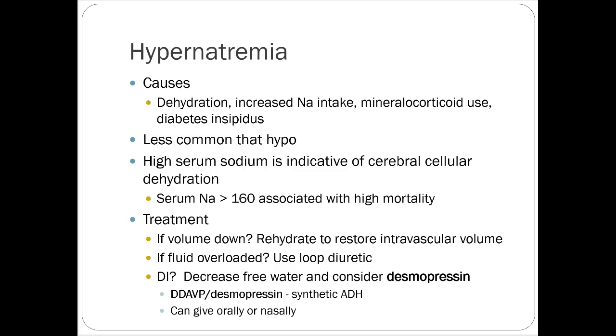They're going to be really similar, actually, to what you'd see with a hyponatremic patient. So if they're volume down and they're hypernatremic, so if this is a dehydration case, you just want to rehydrate and restore that intravascular volume. That's it. As you're rehydrating, you probably want to avoid using high sodium containing solutions, so maybe a D5 half normal or something like that might be a good idea.